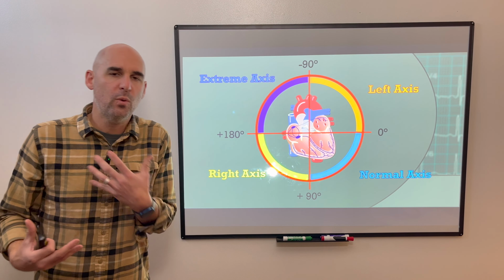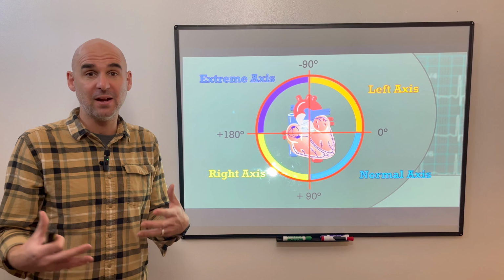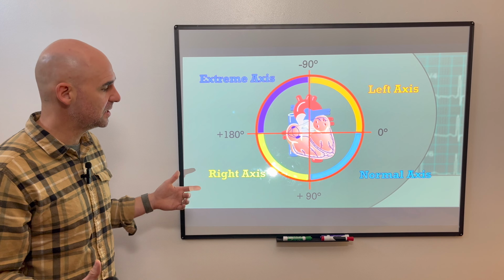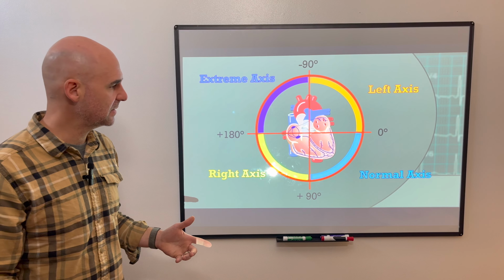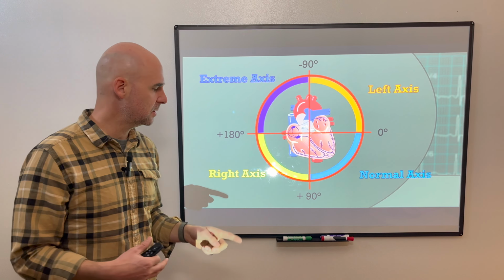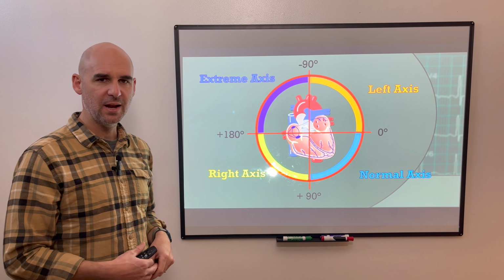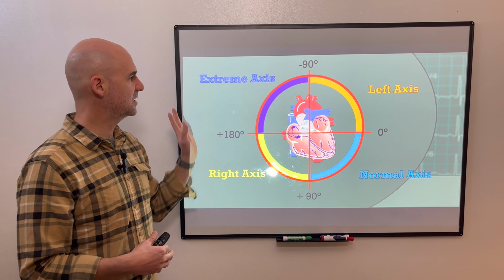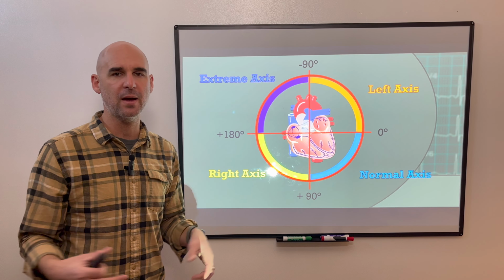The good news is that we're not doing that. The computer itself is going to be very accurate in mathematically calculating exactly where that average direction goes, and we'll look at that momentarily. But you can see we have this range. Our normal axis, which we're going to talk about today, is between 0 degrees and positive 90 degrees. In future episodes, we're going to talk about right axis deviation, which is positive 90 degrees to 180 degrees. We'll talk about left axis from 0 to negative 90, and then extreme axis, when that is above 180 degrees. But for today, let's just talk about normal axis.